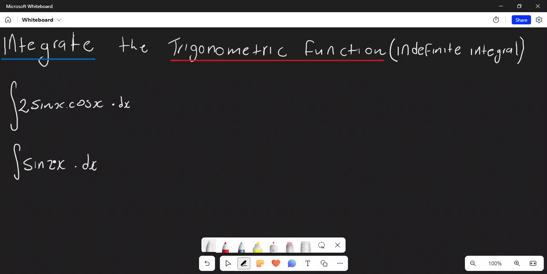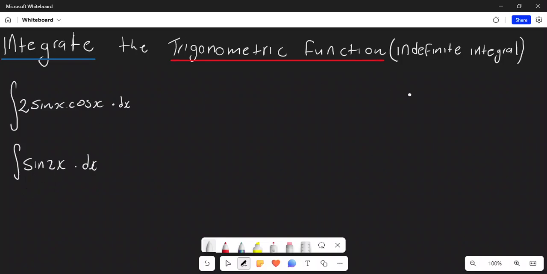Just in case you don't know where this double angle identity came from, there is a video that I made for you. Go and watch it to remind yourself or to learn how we get to this. Okay, now let's do it. Now that it's like this, we can integrate it.